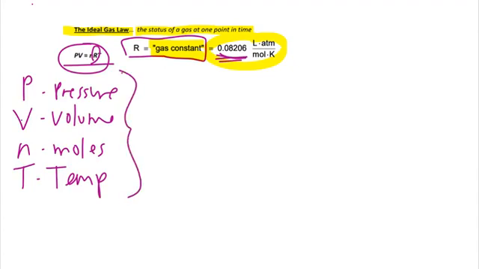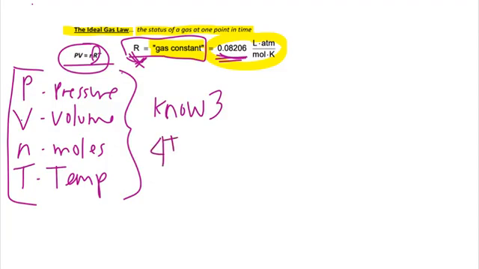And so with this equation, there are 5 variables here, but R you will always know. So if we take that out, we then have 4 variables. And if you know 3 of these, you can find the 4th. So let's look at how we would go about rearranging this equation to solve for different variables.